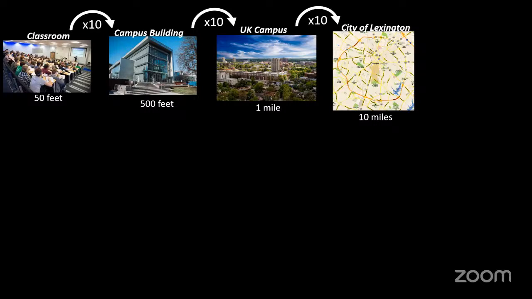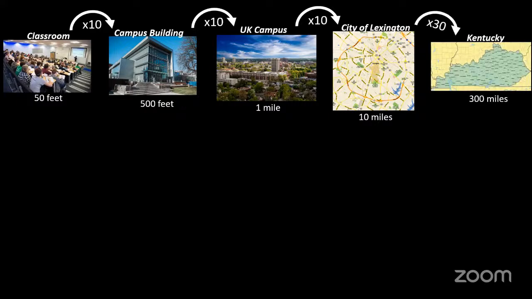So we can kind of do this and build up a scale of different distances. You go another factor of 10, you're talking about roughly the entire size of the city of Lexington. Another factor of about 30 or so, and that's about the size of the state of Kentucky.